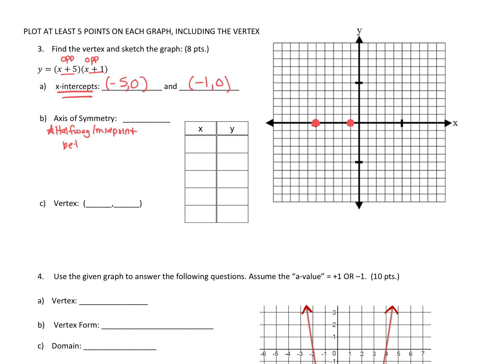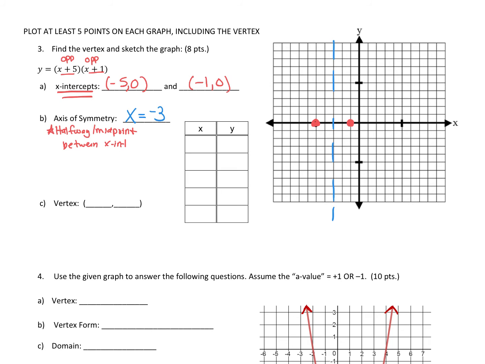between my x-intercepts. So if I find the halfway point, my x-intercepts are 4 units apart, so halfway would be 2. And so my axis of symmetry is going to be 2 away from each point, which is actually at 1, 2, x equals -3.